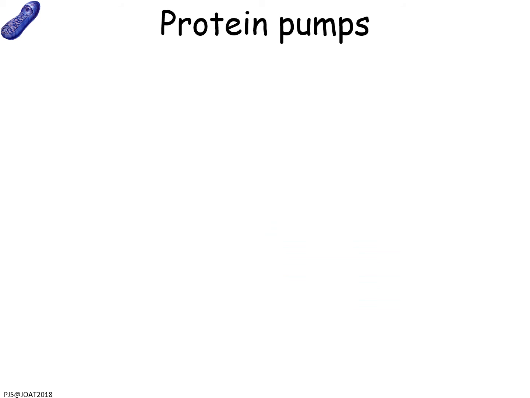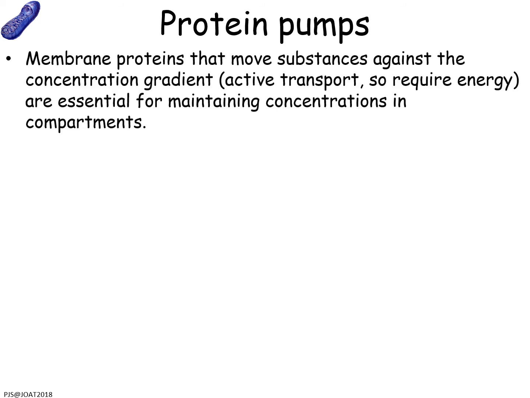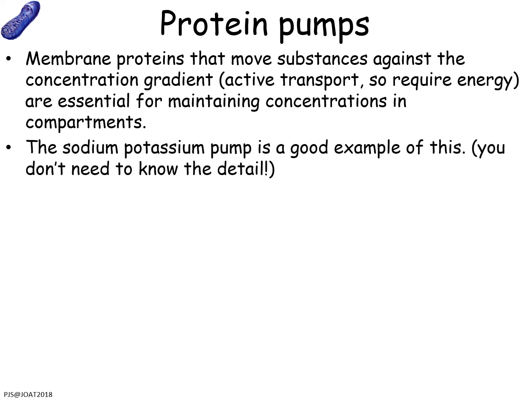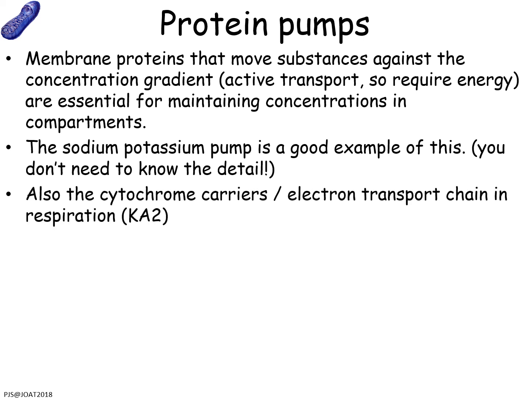Okay, so as well as having holes just with particular channels, we also can use proteins as pumps which are moving against the concentration gradient. So these ones require energy, this is active transport, and this is from your NAT5. But the reason we need to have them is a little bit more this level, which is why we use them to maintain concentrations in compartments, I'm saying here, but that could be the whole cell if necessary. The best example is probably the sodium-potassium pump. You don't need to know the exact detail.